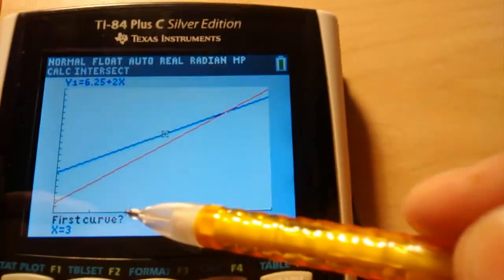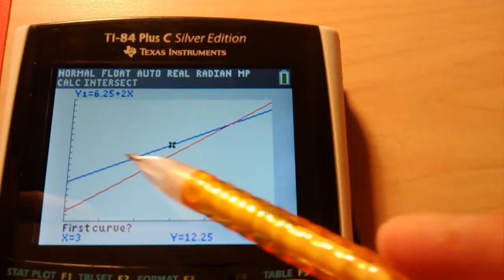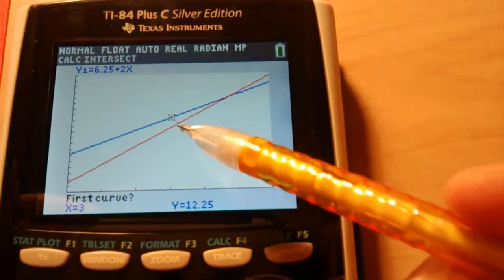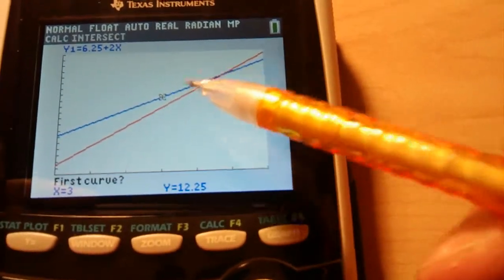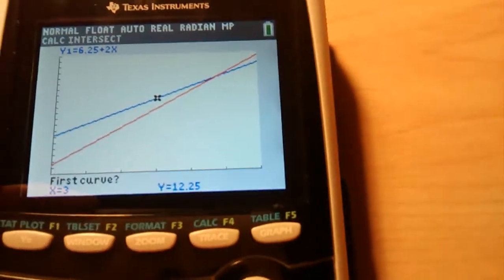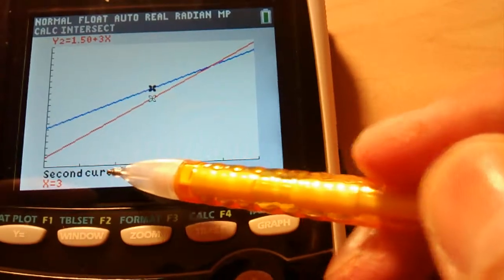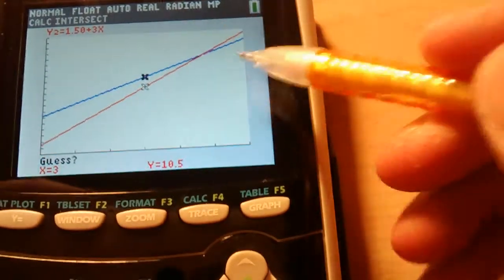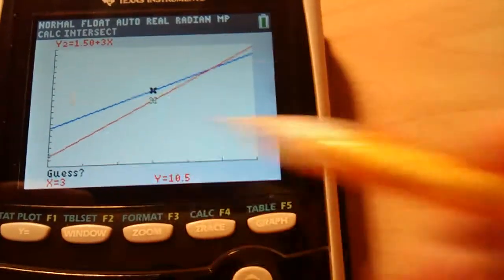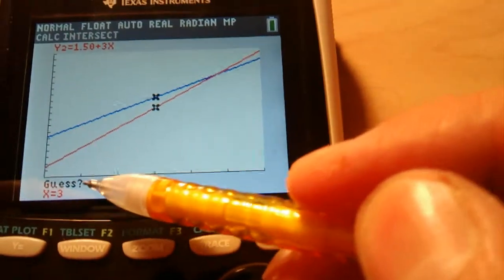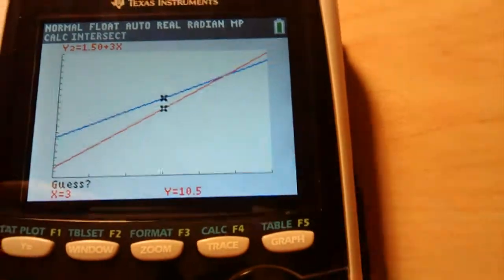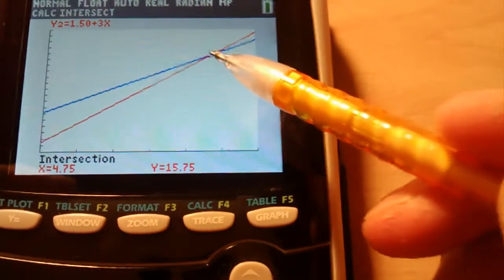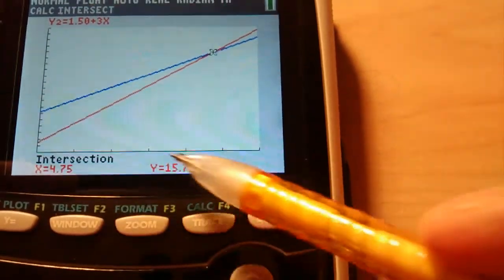The calculator will ask you 3 different questions. On the first curve, on this blue line here, where do you want me to start guessing? Or is this a good place? And you don't have to move your cursor at all. You can say, yeah, that's a good start. And then the second curve is asking, where would you like me to start guessing along this curve? Well, that's a good start because there's only one intersection point in this entire viewing window. At this point, would you like to start guessing? And so you're going to say yes, you're going to hit enter. So that's 3 enters.